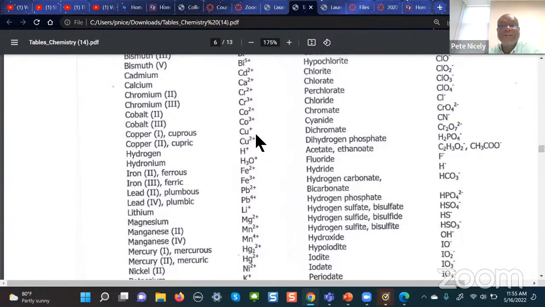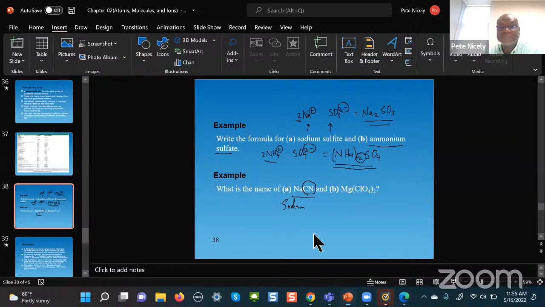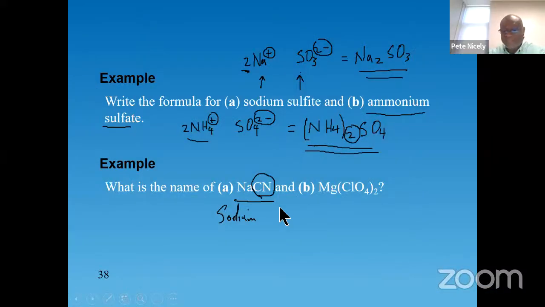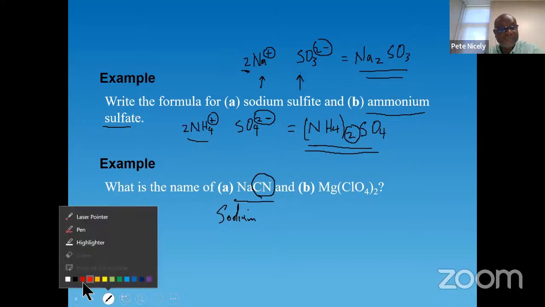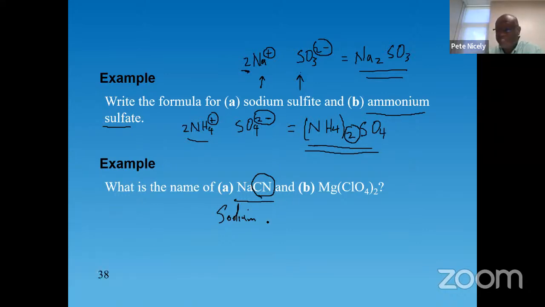All right, so you can find it in at least 2 pages in the table that I've posted. Okay, so let's go back to the PowerPoint. The name of this compound is sodium cyanide, which, by the way, is something that you would not want to drink. Not if you value your life. I mean, if you want to commit suicide, then go ahead. Okay.